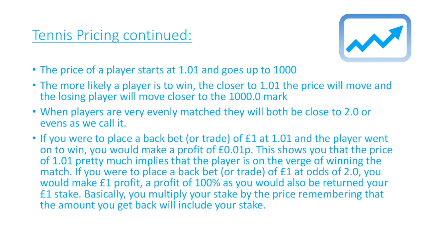So if you were to place a back bet or a trade of £1 at 1.01 and the player went on to win, you would make a profit of 0.01 pence. Now, this shows you that the price of 1.01 pretty much implies that the player is on the verge of winning the match. If you were to place a back bet or trade of £1 at odds of 2, you would make a £1 profit, a profit of 100%, as you would also be returned your £1 stake. So basically, you multiply your stake by the price, remembering that the amount you get back will include your stake.